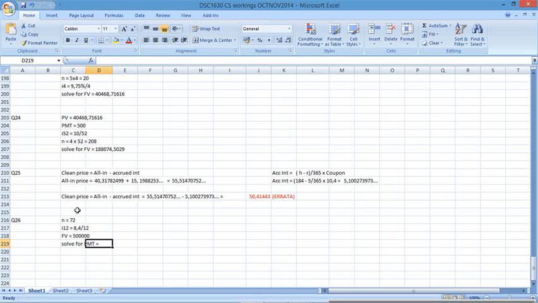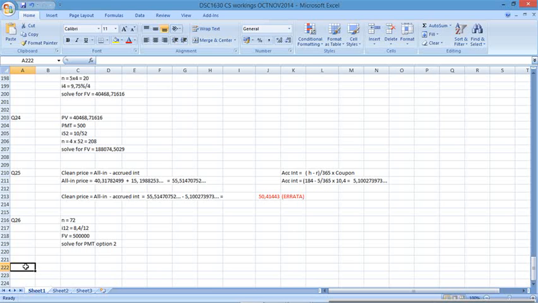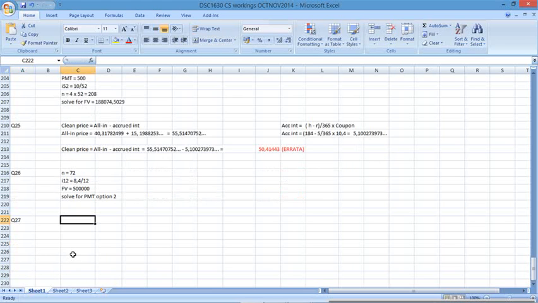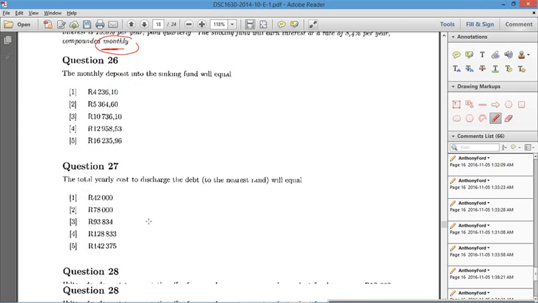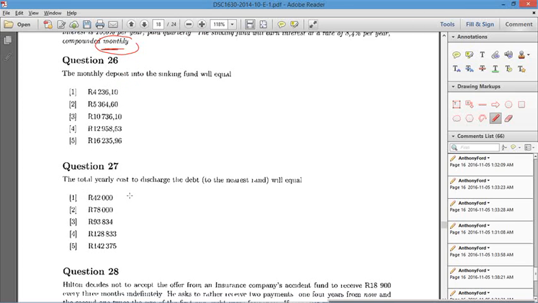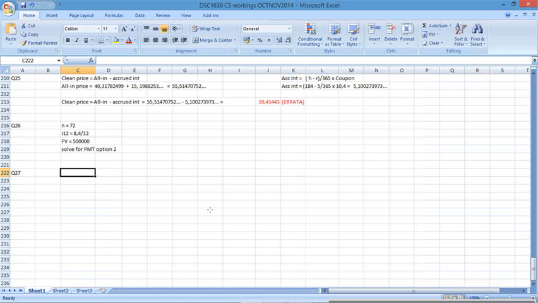Right, if you solve for the payment, you get option number 2. Okay, question 27, the total yearly cost to discharge the debt. Remember, if it's total yearly costs, it's your sinking fund deposits plus the interest payments.